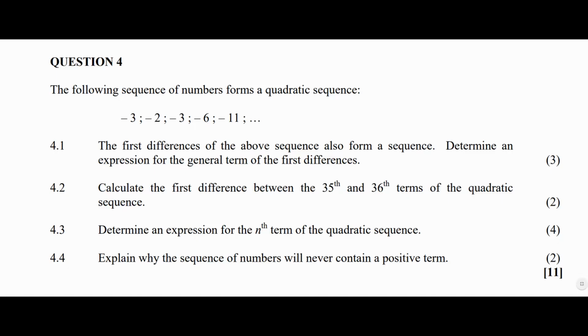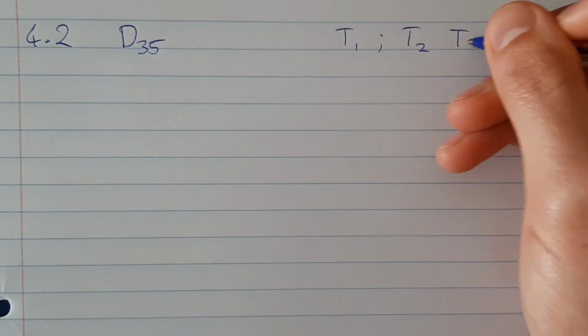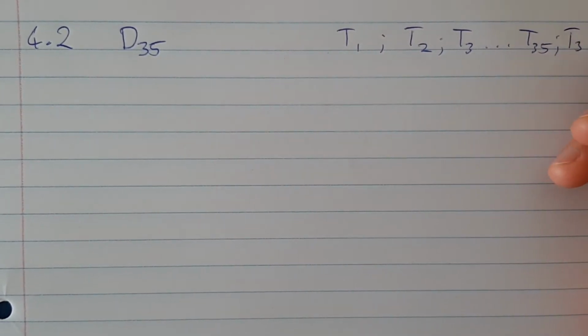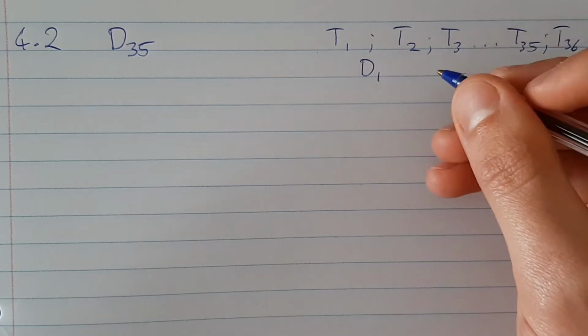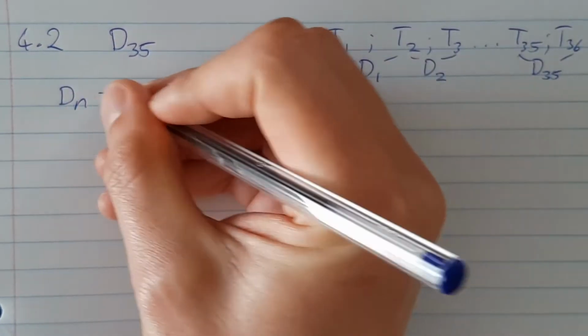Question 4.2 is testing whether we can count correctly. Again, the trick to this question is understanding the 35th difference lies between terms 35 and 36. We use the equation from question 4.1 to calculate the 35th difference. Easy.